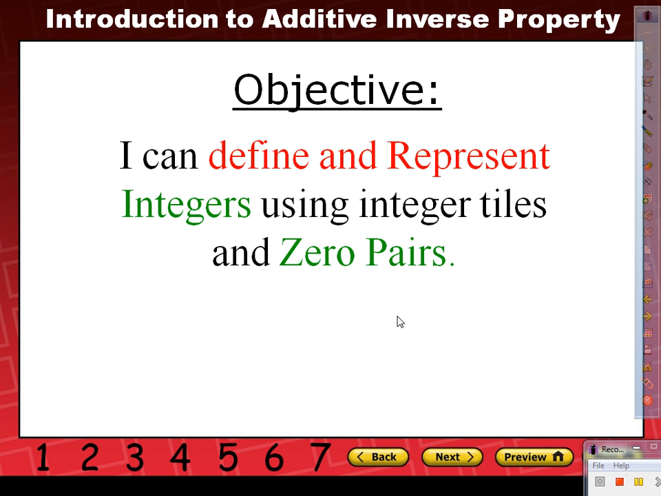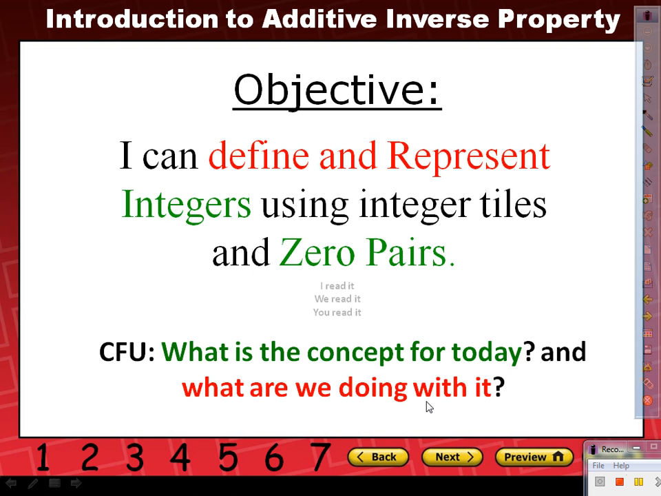So by now, check this out. By now you should know the main concepts of this lesson. Is that correct? Yep. So if I was to ask you these questions, what is the concept for today? What are we doing? Think about it. And tell your neighbor what the concepts are for today and what we're doing with it. Okay, yes, you're right. They are integers and zero pairs. And what are we doing? We're defining and representing those. Okay? So then we got started with that.